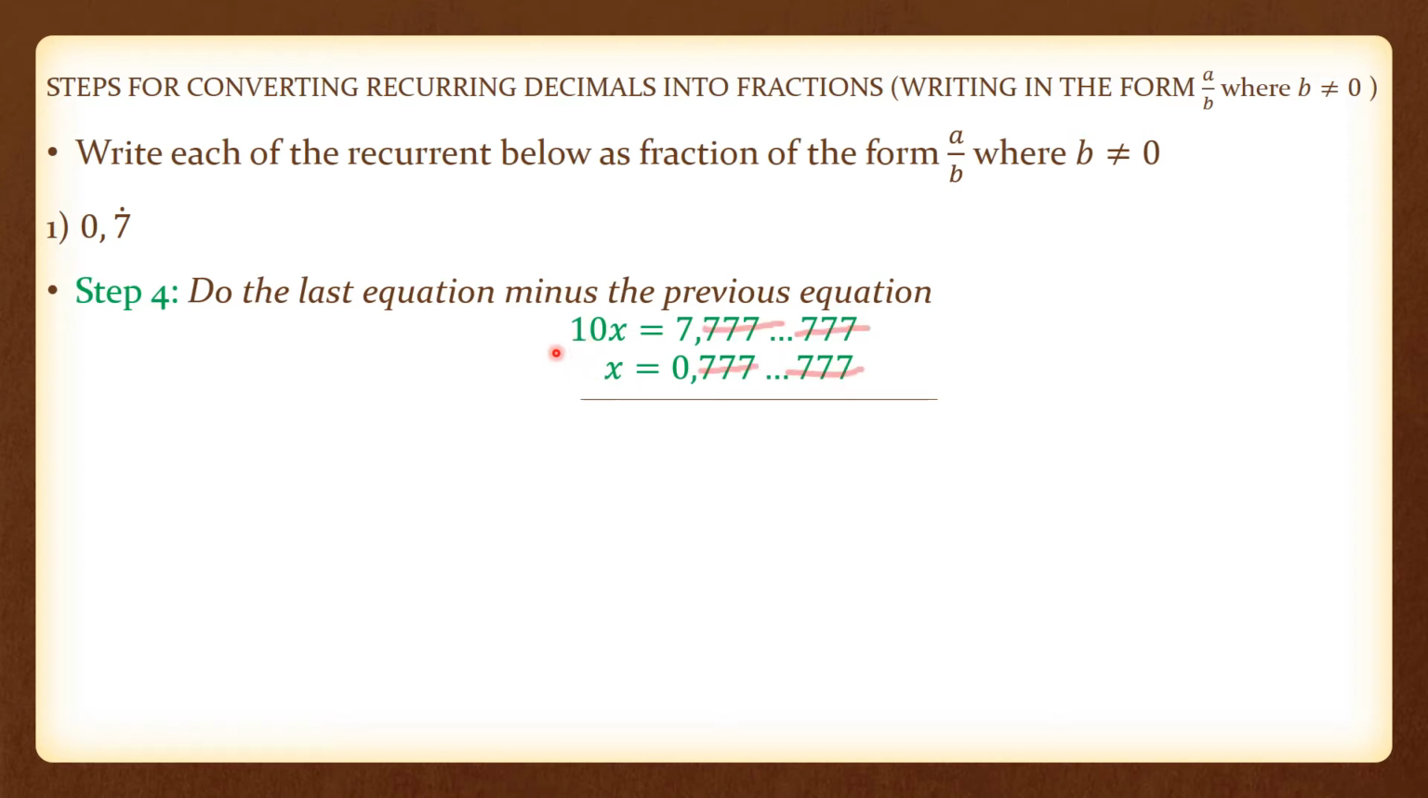So when we simplify, we can cross out all the 7s. We're left with 10x minus x, which is 9x, and 7 minus 0, which is 7. So that makes 9x equal to 7.